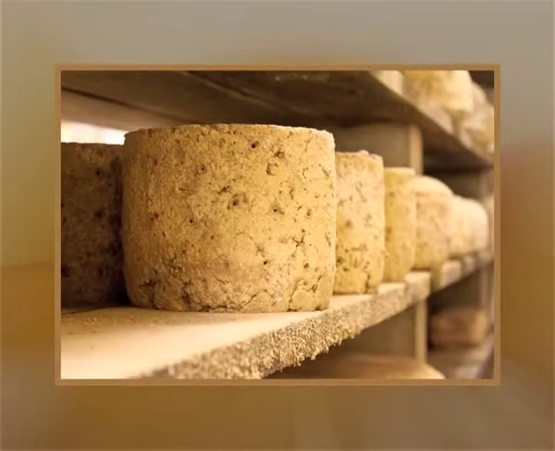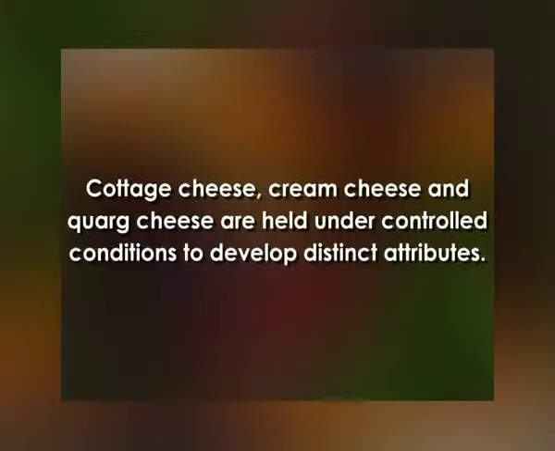Ripening gives different cheeses their unique flavors, textures, and appearances. Except for some soft cheeses, examples are cottage cheese, cream cheese, quark cheese, almost all cheeses are held under controlled conditions to develop the distinct attributes.